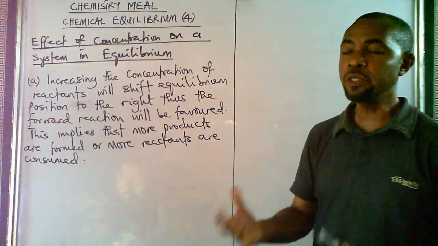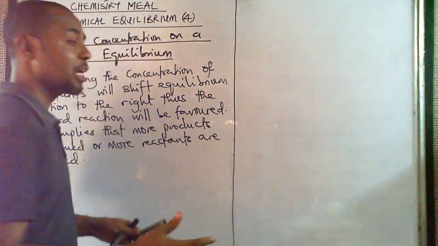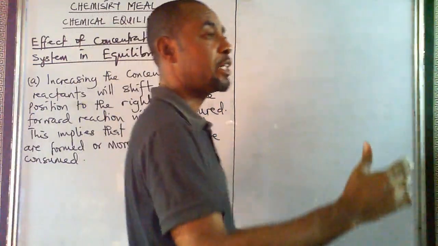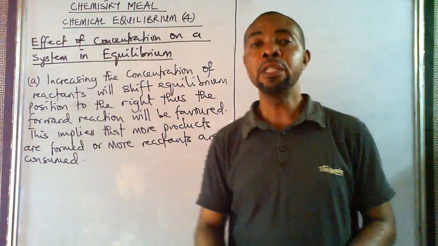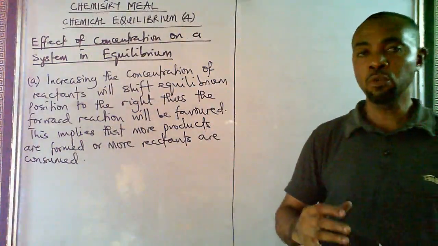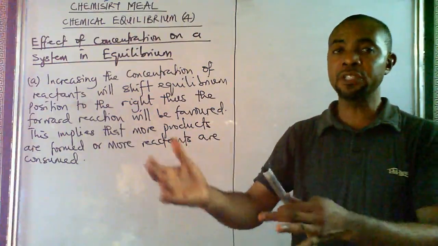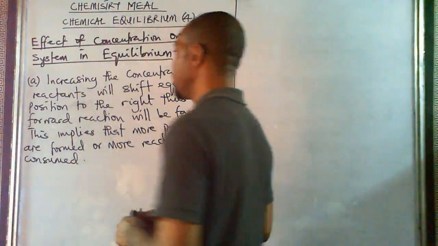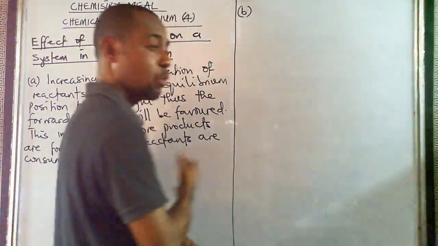So when we want a chemical reaction system in equilibrium to shift to the right, or we want the forward reaction to be favored, we need to introduce more reactant, that is, increase the concentration of the reactant. What will happen when we decrease the concentration of the reactant? Definitely the opposite will take place.